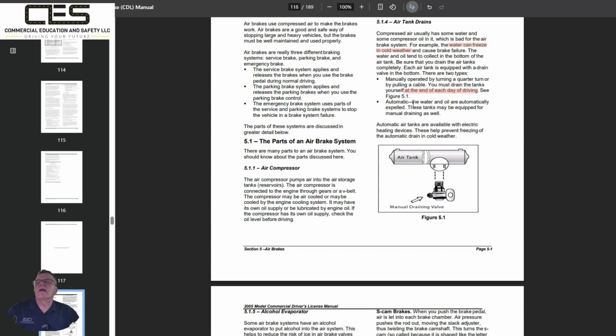You have automatic. With automatic, the water and oil are automatically expelled. These tanks may be equipped for manual draining as well. So you have air dryers, and the air dryer is a component, and that's usually where your purge valve is, and it's got a little filter on it. It's about this big around.